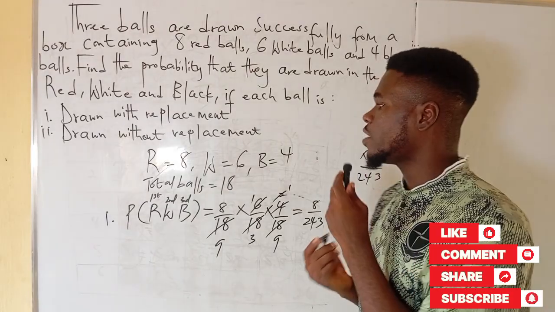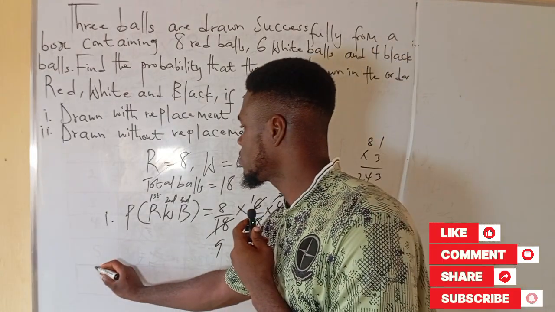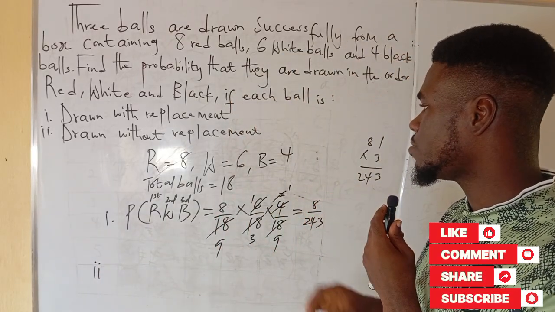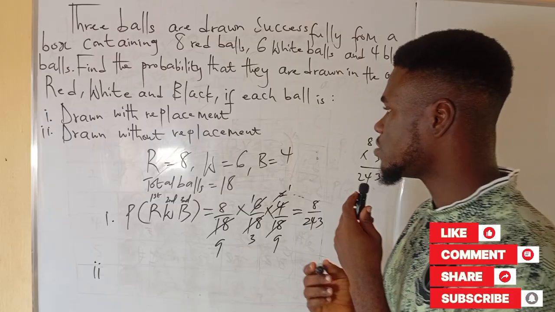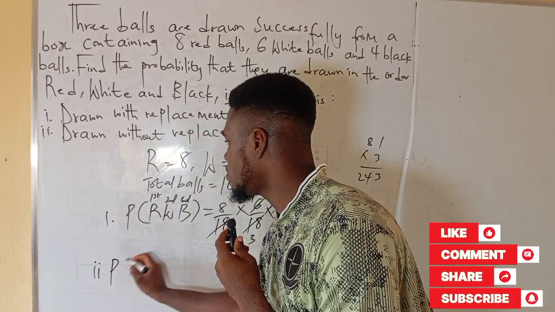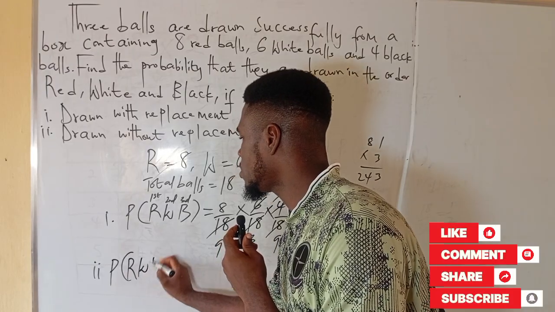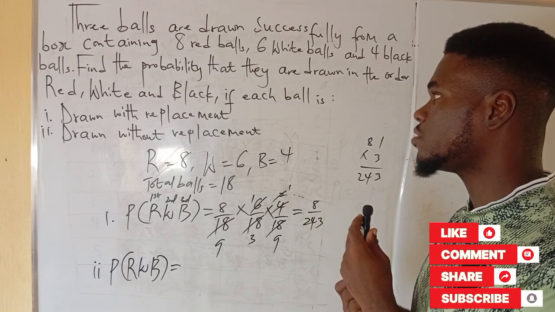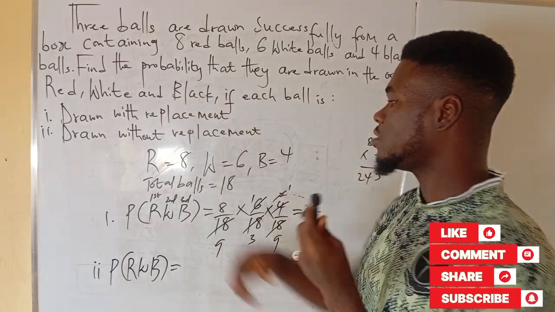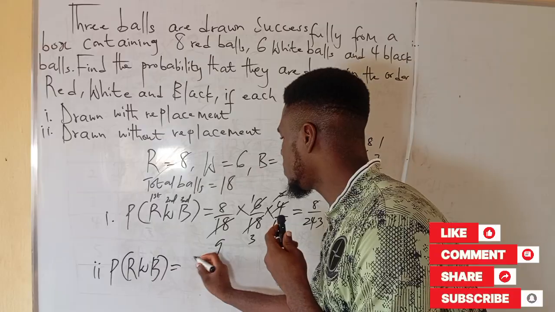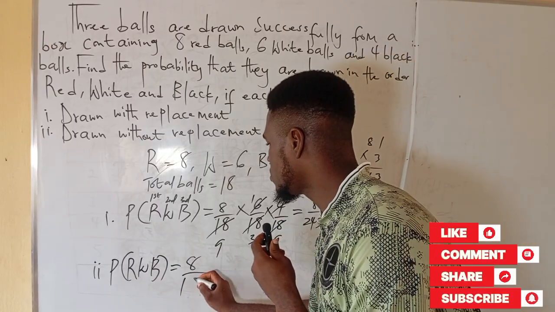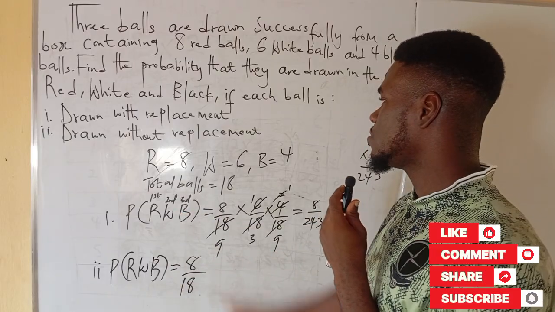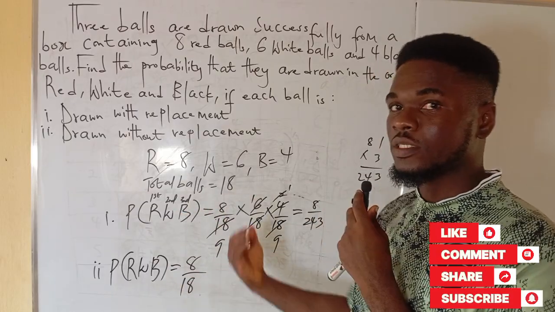Okay, let's go to the second part, which is without replacement. The total number of balls is going to be reducing. So probability of red, white, and black, still the same process. First is red, second is white, because they said we should maintain this order. Now, for the first ball, we have 8 over 18, because you just began with the first ball. So the total is still 18. You start reducing from the second ball.